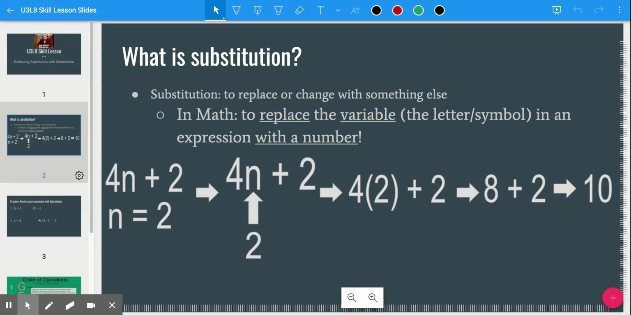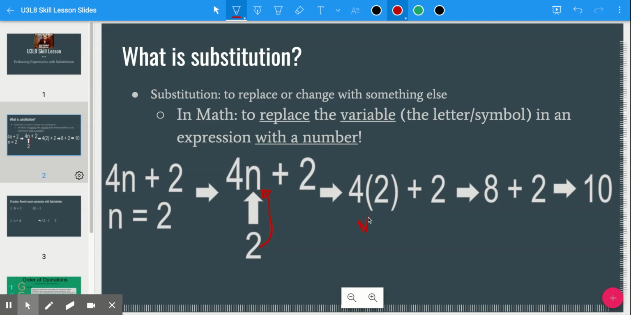But again, just look at the definition on here that is the most simple, and that is to replace a variable with a number. So take a look at the example down here. You'll see that I have 4n plus 2 is my expression, and I'm being asked to substitute n with 2. So you'll see right here that I took 2 and I plugged it in for n. So then I'm going to rewrite the expression with parentheses around the value that I substituted for the variable. I do that because it reminds me to substitute.